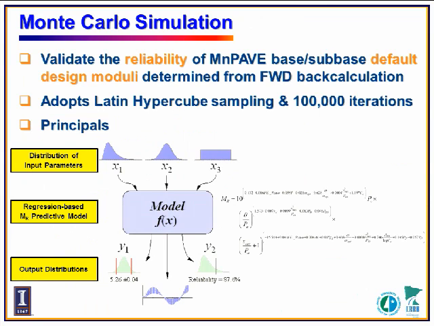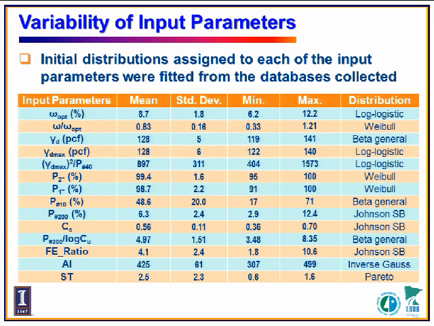As I mentioned to you before, right now in the MnPAVE program, there are some default resilient moduli for different aggregate classes. So because we already have this empirical correlation, we try to validate the reliability of those default design moduli using Monte Carlo simulation. Basically, it's a very simple concept. Once you have a model, let's say f(x), then if you know the individual distribution for each input, then you can estimate the distribution of the output. From this MnDOT database, we were able to obtain the distribution for each input parameter.